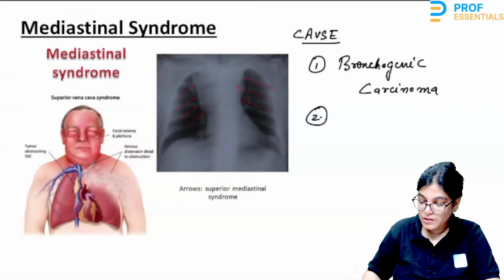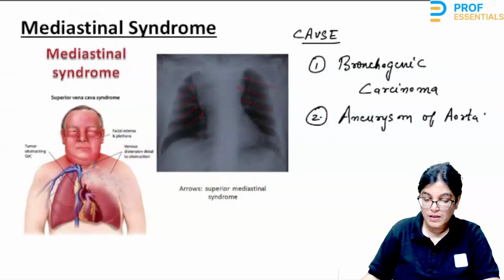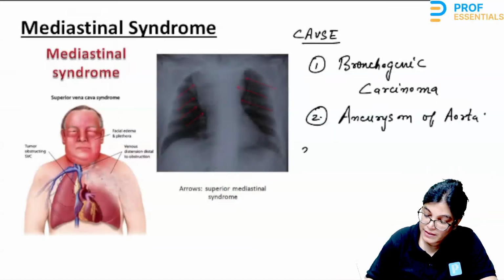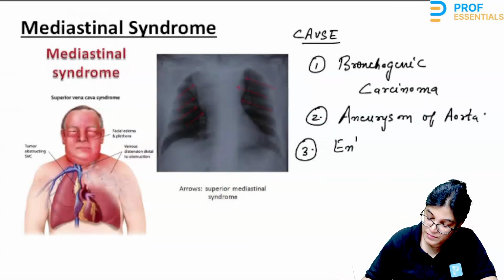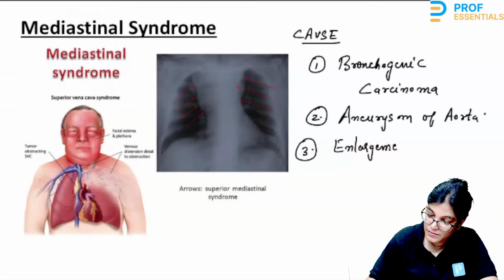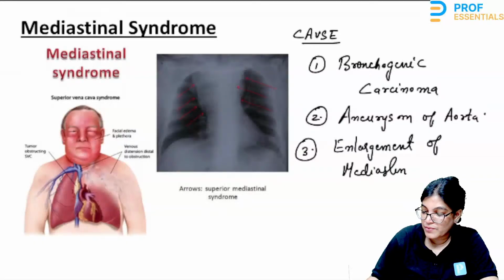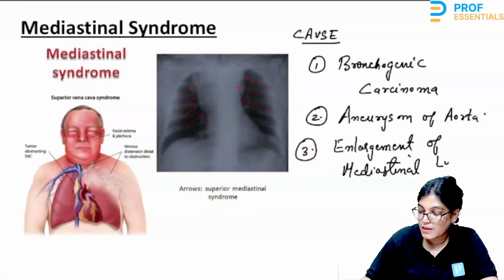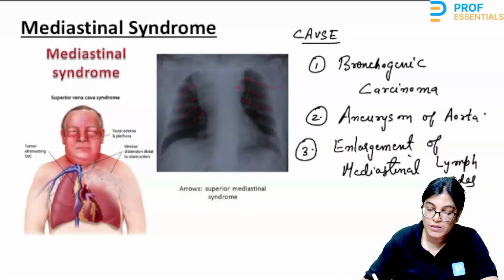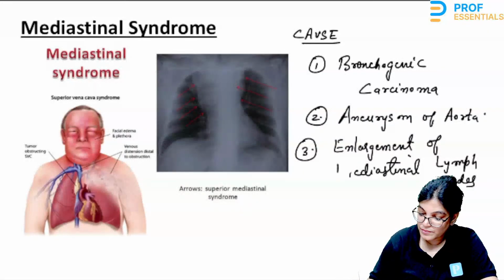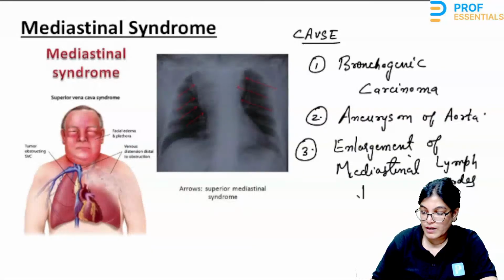It can also be due to aneurysm of the aorta, or enlargement of mediastinal lymph nodes. If I talk about enlargement of mediastinal lymph nodes, this can be seen in the case of lymphomas, most commonly Hodgkin lymphomas, as seen in the case of Hodgkin disease.